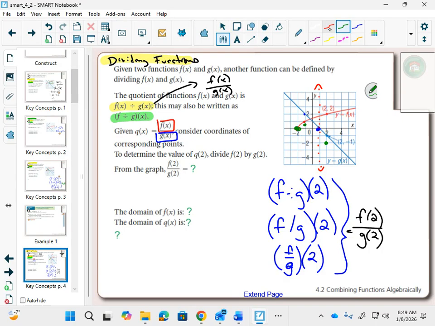I would look for the point where the red graph and the blue graph intersect. Because if you have the same number divided by the same number, you're going to get 1. So I'm going to label this purple point as where they intersect. And on the green graph, that's going to be 1. If my blue graph is 1, it's going to be exactly the same.